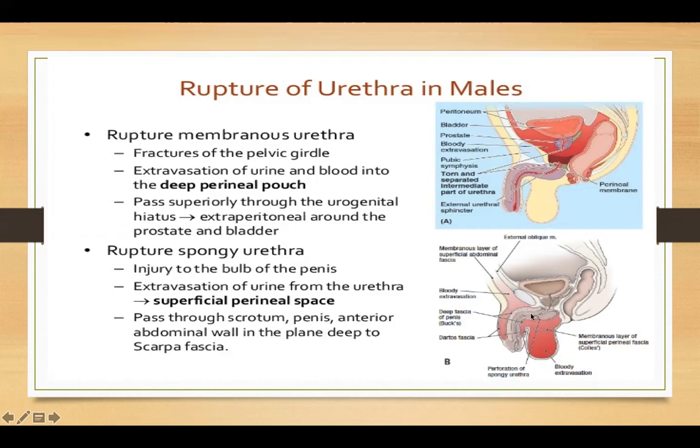If rupture is in the spongy part, an injury in situ to the bulb of the penis, then extravasation of urine from the urethra goes in the superficial perineal space, passes through the scrotum, penis and anterior abdominal wall in the plane deep to the Scarpa fascia.